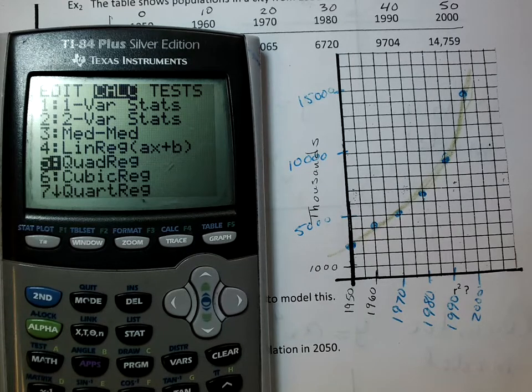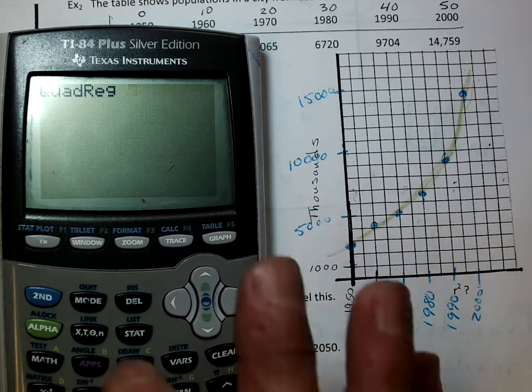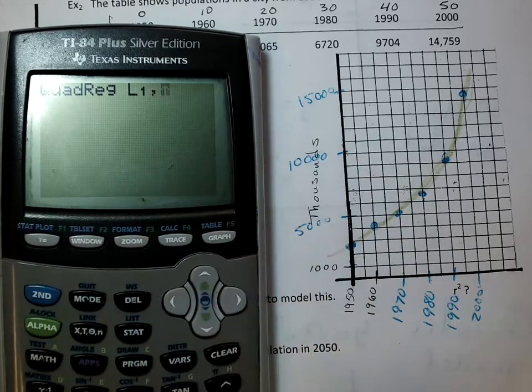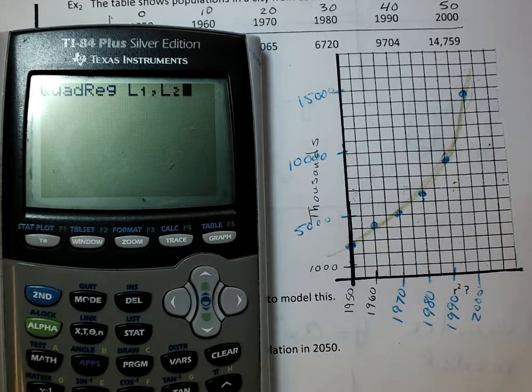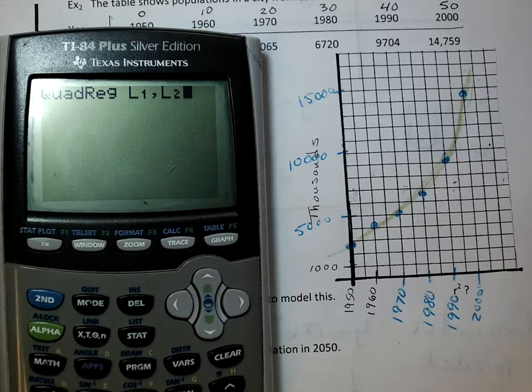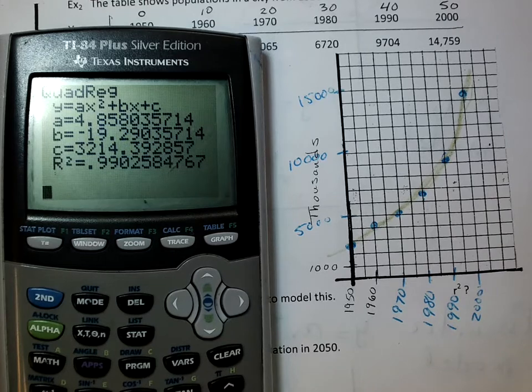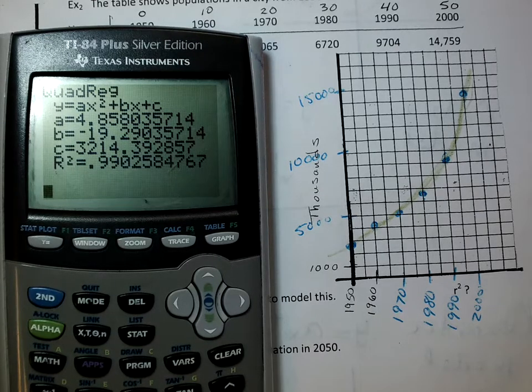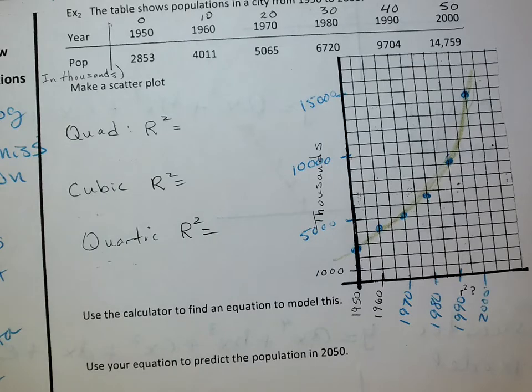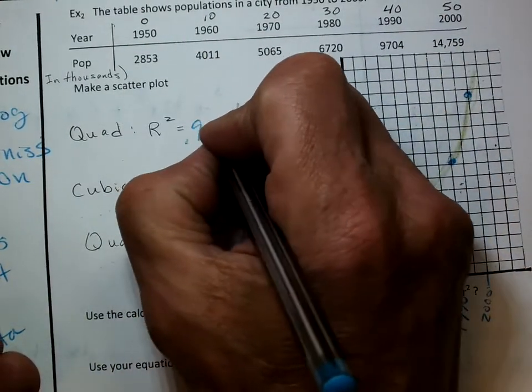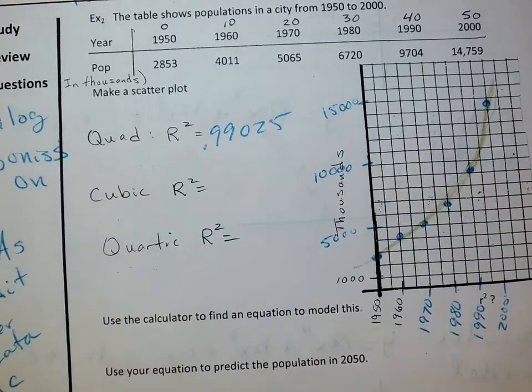Am I going too fast? Quadratic, enter. Now I have to go list 1, L1, comma, L2, right? L1, L2, and I'll push enter. Now first of all, what I'm more concerned with right now is the R2. That tells me, that's my correlation coefficient. That tells me how good my data is. So I got 99%. I got 0.99. That's pretty good, isn't it? That's pretty good. 0.99025. Okay, that's pretty darn good. The closer it is to 1, the better the fit.